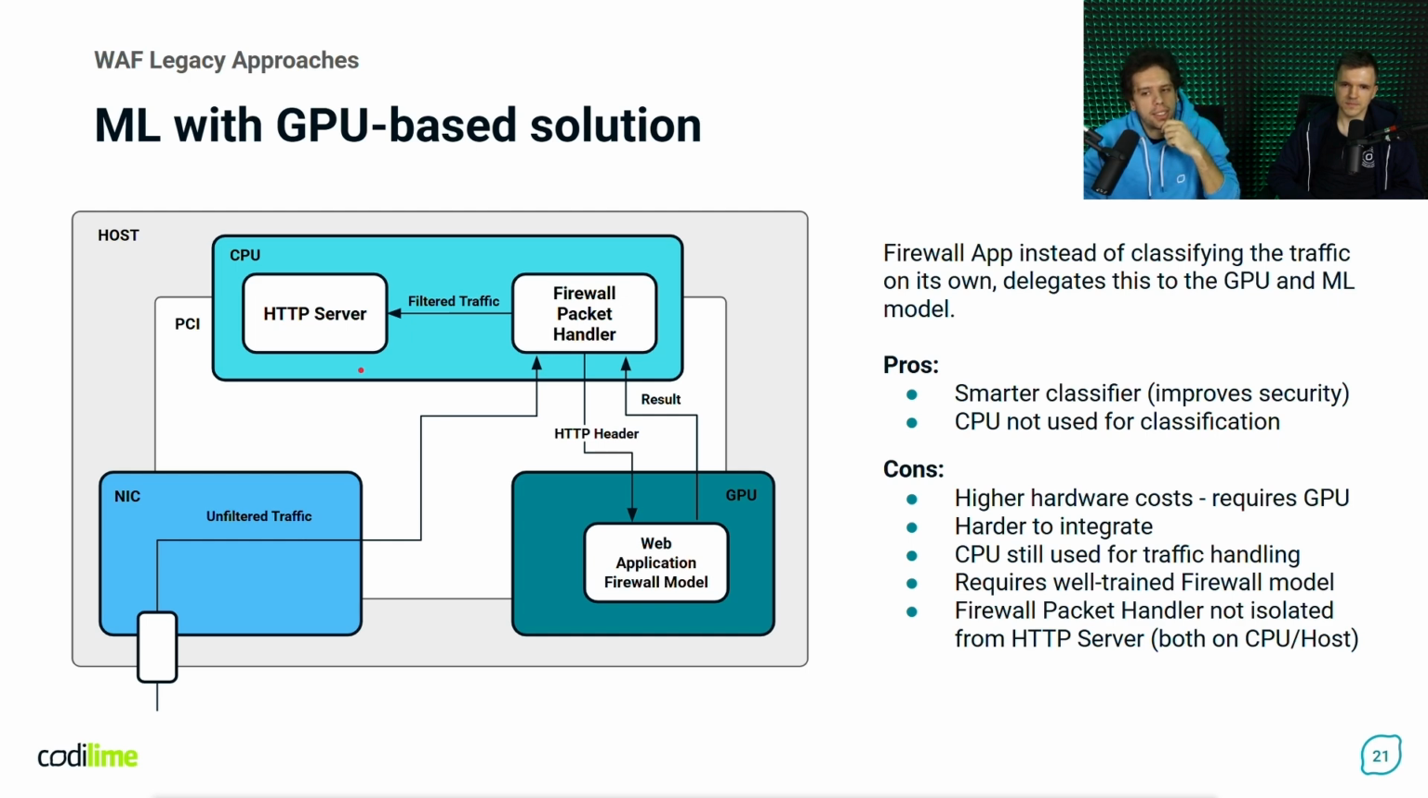Now the cons. Unfortunately, we need to buy the GPU, so that's obviously hardware cost and software cost as well, because we need to integrate that also and write this whole packet handler and all this code that's going to run everywhere to handle that. It also requires a well-trained firewall model. However, these things are available on Hugging Face and open source solutions.